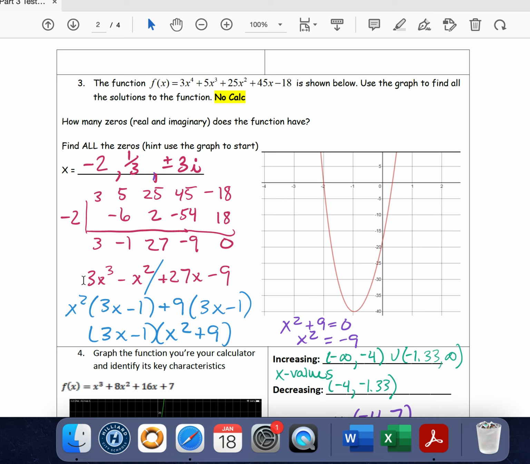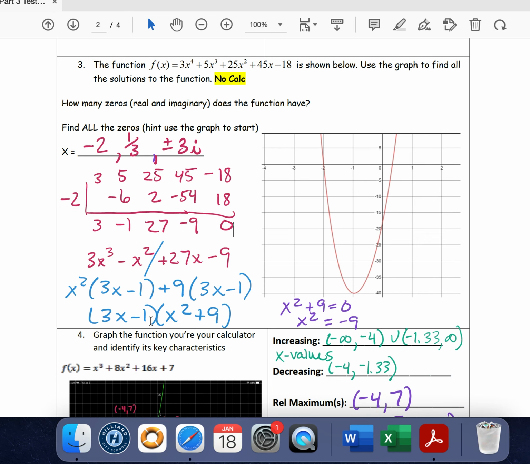And then we're left with 3x cubed, negative 1x squared, 27x, minus 9, and then from there you're like, oh, I have 4 terms. I can factor by grouping. So you factor that by grouping, and now you have it all. You have x plus 2 here, 3x minus 1, x squared plus 9, and you've got everything. So the zeros are going to be the negative 2, the 1/3, and then this guy here is going to give you that plus or minus 3i.